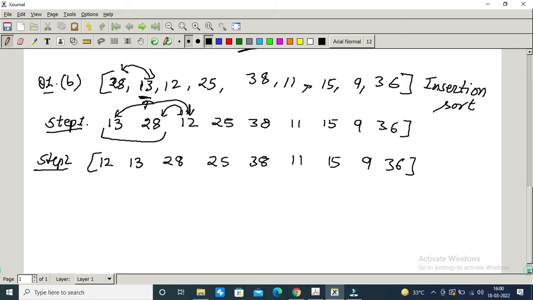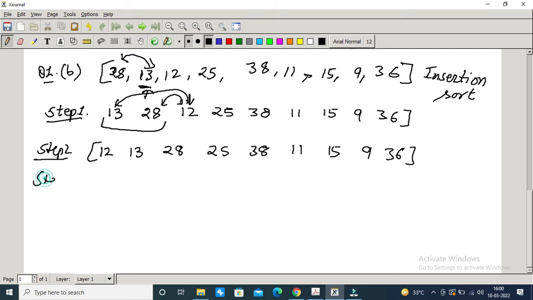Now in the third step, what we will do, because these three are sorted now, we pick 25 and then insert it at its proper place. So we compare 25 to 28. Obviously 25 is less than 28, so we will exchange 25 and 28, right? And then we will compare 25 to 13. Because 25 is greater, it will stay here, and then 25 to 12. 12 is again less than 25, so it will remain here, right?